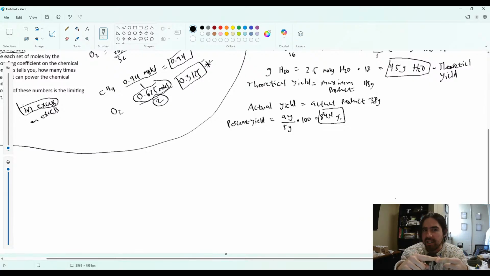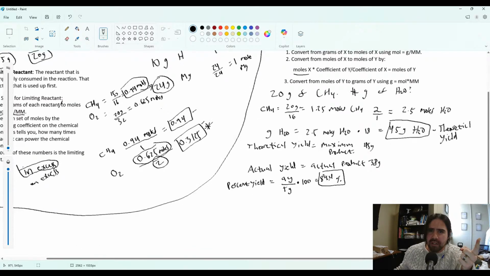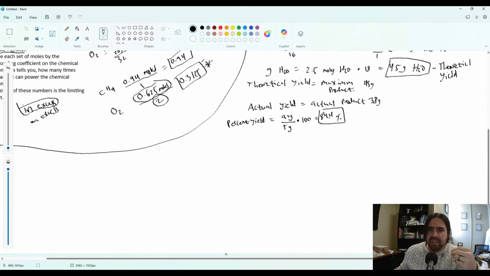But those are the three types of yield. Theoretical yield, which is the maximum possible amount of product that you can get, which you learn from stoichiometry, which is what we did up here. There's the actual yield, which is the amount that you are actually measuring in lab, the actual amount of product you had at the end. And then there's the percent yield, which is how close those two things are together. And you take that by doing the actual yield divided by the theoretical yield and multiplying by 100.